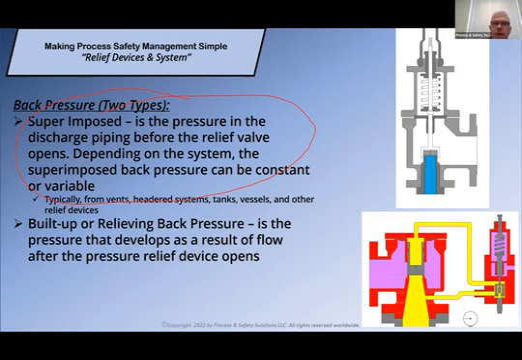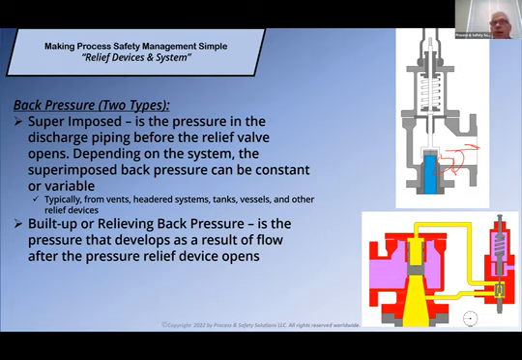The second thing we talk about, the other type of back pressure, is built up or relieving back pressure. Essentially that's the pressure as this relief valve is relieving. There is going to be some pressure drop, or some delta P, as a result of that relieving. So that's pressure drop in my line. Even if I'm going to atmosphere, there's a built up back pressure that's occurring.